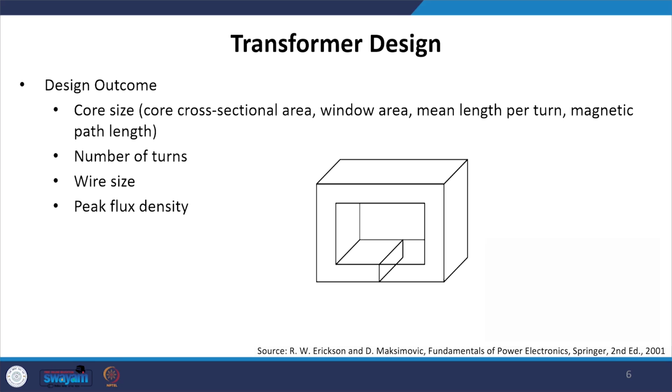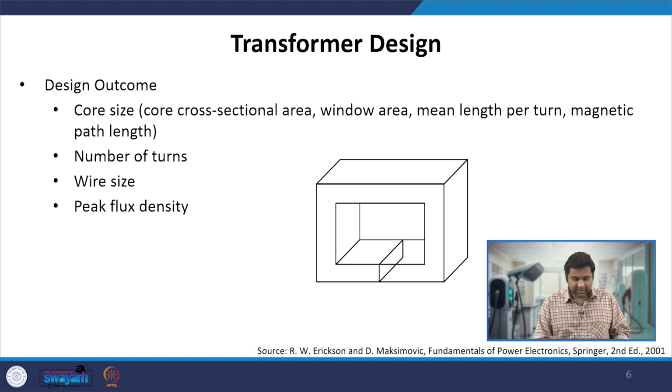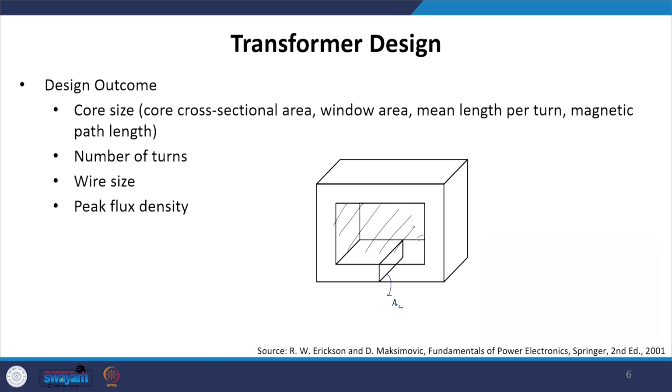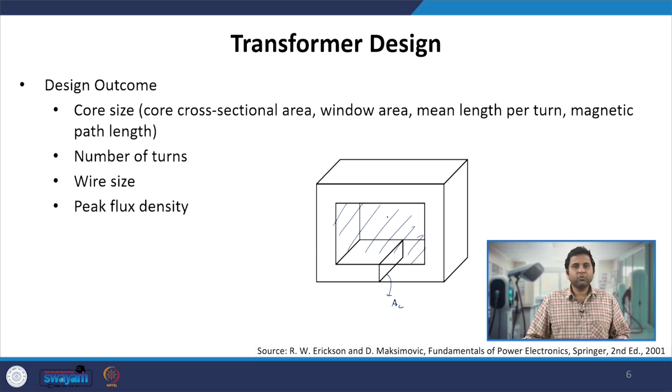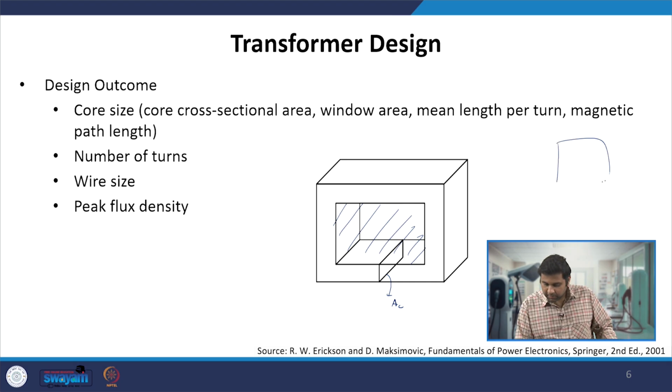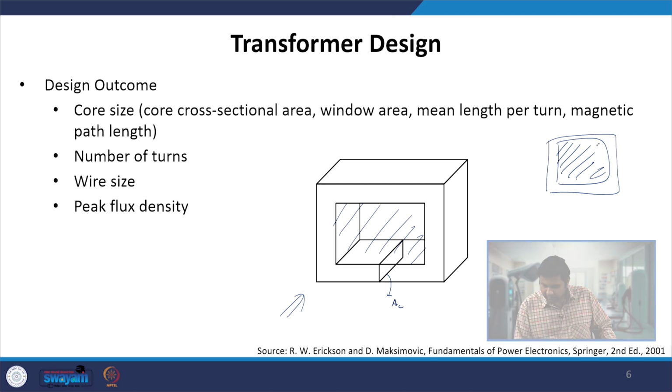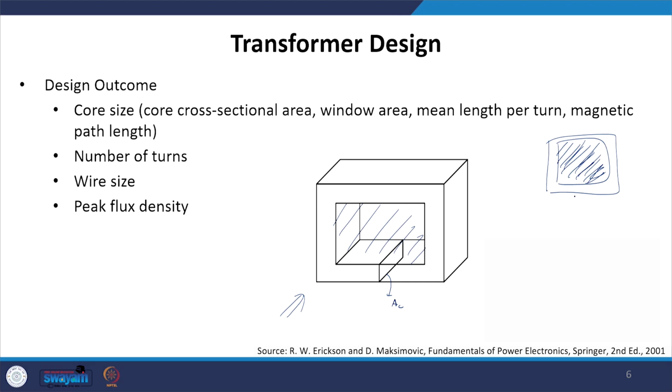So in the transformer design, the design outcome requires us to define the core size, different dimensions of the core, like the core cross section area, which is this Ac we are talking about. Then the window area, which accommodates the windings, and this window area has to be sufficiently large to accommodate the windings. For example, if we look from this side, our window area will be this area over which the winding sits over the bobbin.